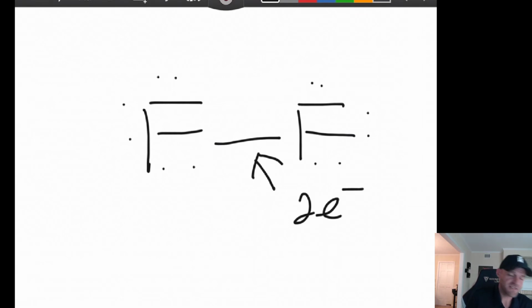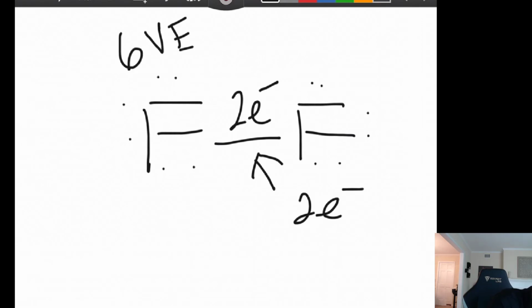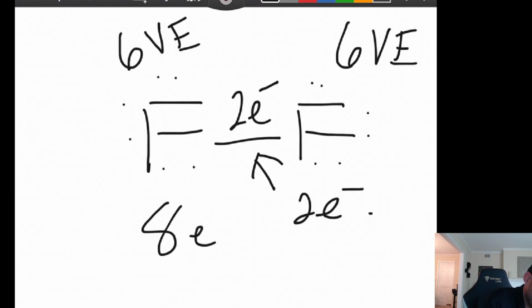If I check for my octet rule, I pretend this has 2 electrons, so there's 2 in the bond, and then I have 6 valence electrons around the outer edge. And then 6 on this side. So technically, both fluorines are filling their octet. The 2 electrons are shared by both of them, so I can say this fluorine has 8 electrons, and I can also say that fluorine has 8 electrons. Okay, so that is a covalent bond. We share the electrons between them with a chemical bond. So let's do another one.